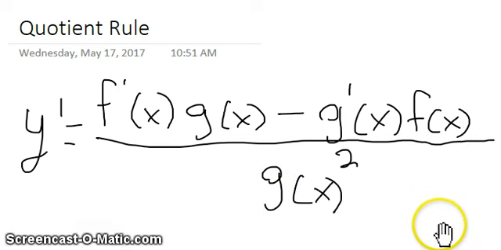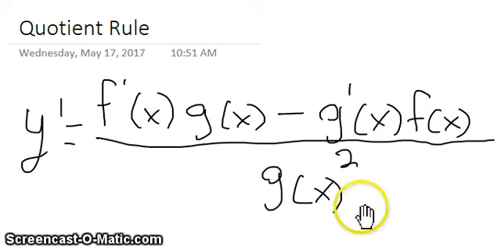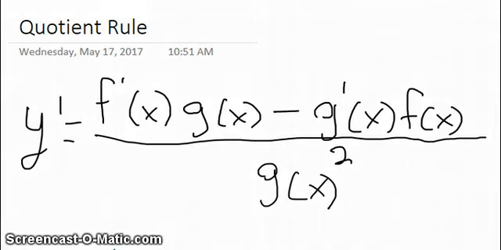In other words, it is the bottom times the derivative of the top minus the top times the derivative of the bottom, all over the bottom squared. So now that we know this equation, let's try an example.